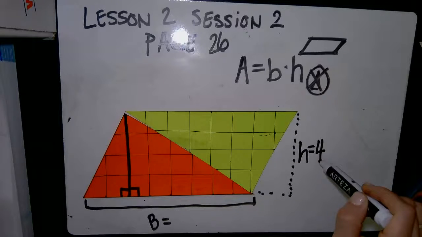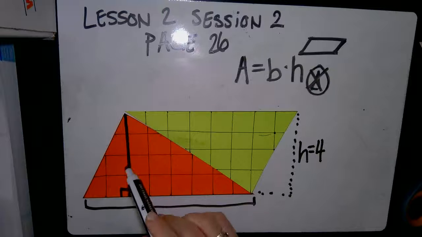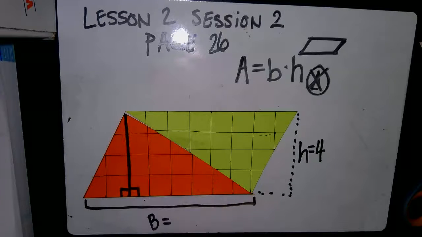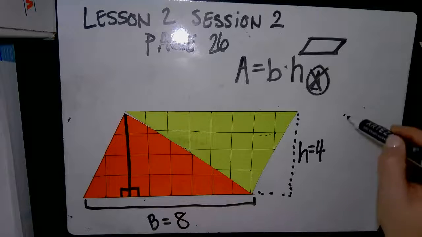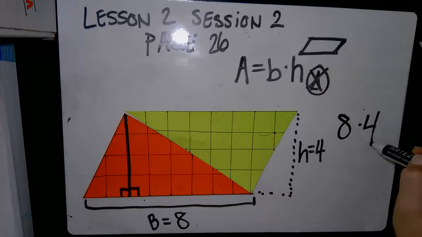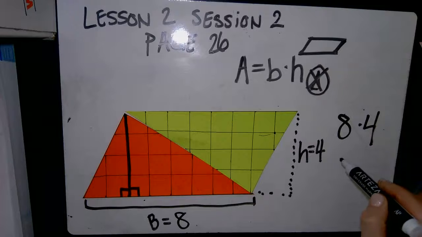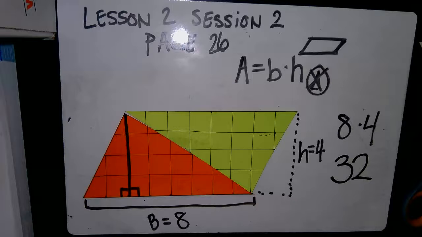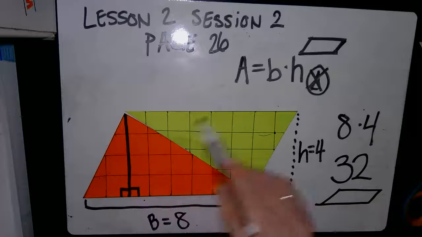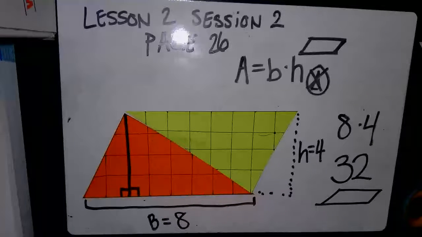My height of this parallelogram is 4. 1, 2, 3, 4. My base is 8. 1, 2, 3, 4, 5, 6, 7, 8. All right, so now I can use my formula, B times H, so 8 times 4, and that gives me 32. Now remember, 32 is giving us the area of the entire parallelogram, orange and green.